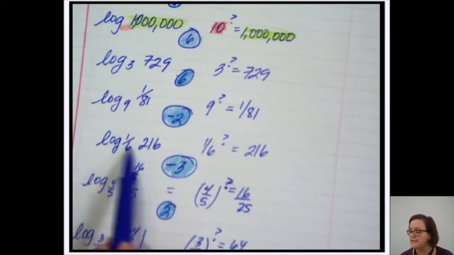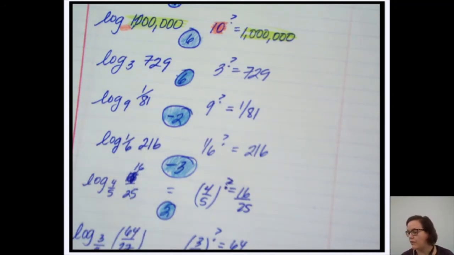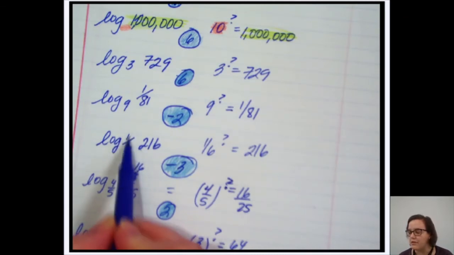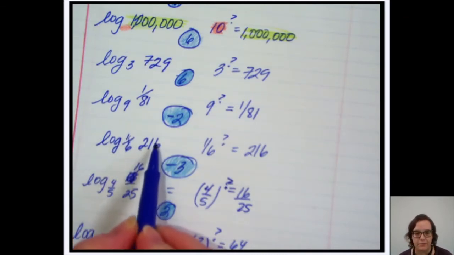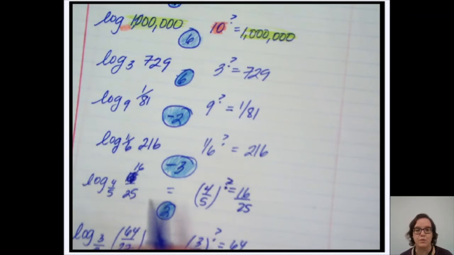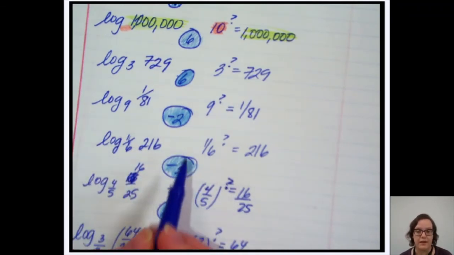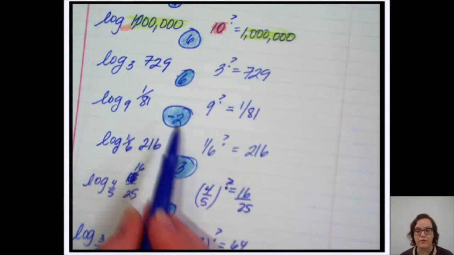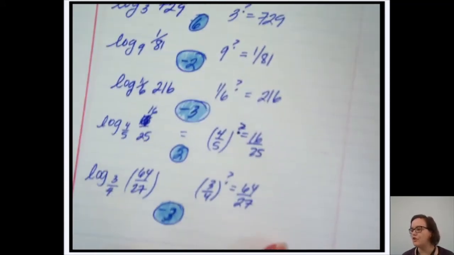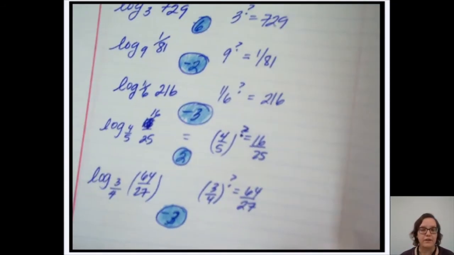Okay, 1/6 and 216, right? Top is smaller than the bottom, but here the top is bigger than the bottom. So there was a switch in the size, and so that's when a negative is involved. Same thing here. So that's kind of your clue when a negative is involved.